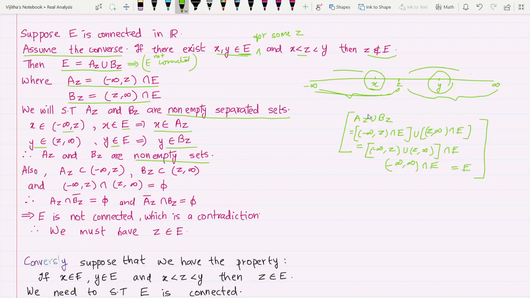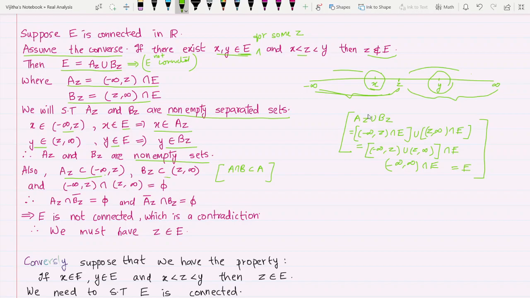Next we will show that they are separated sets. Now we know that this Az is the intersection of two sets, and A intersection B is a subset of A. So it follows that Az is a subset of (minus infinity, z). Similarly, Bz is a subset of (z, infinity).